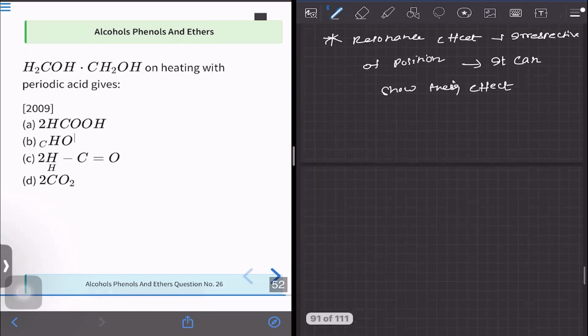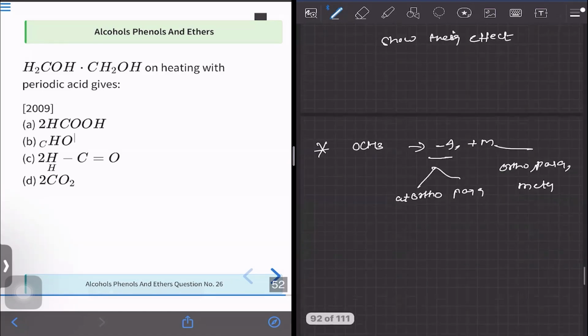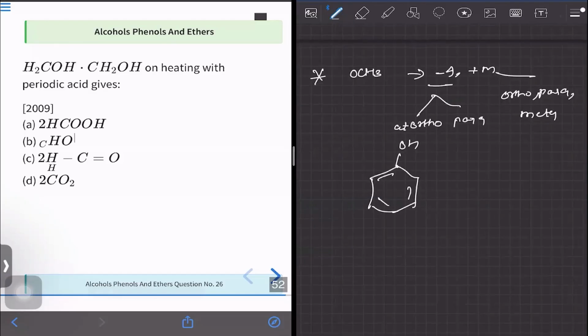So for example, OCH3 shows minus I and plus M. The minus I effect will be at ortho and para, but the plus M effect will be at ortho, para, and meta positions. So what is ortho, para, meta? See, this is OH. The carbon next to the attached hydroxyl group is ortho. The subsequent one to the ortho is meta. The next subsequent to the meta is the para carbon. So this is one.